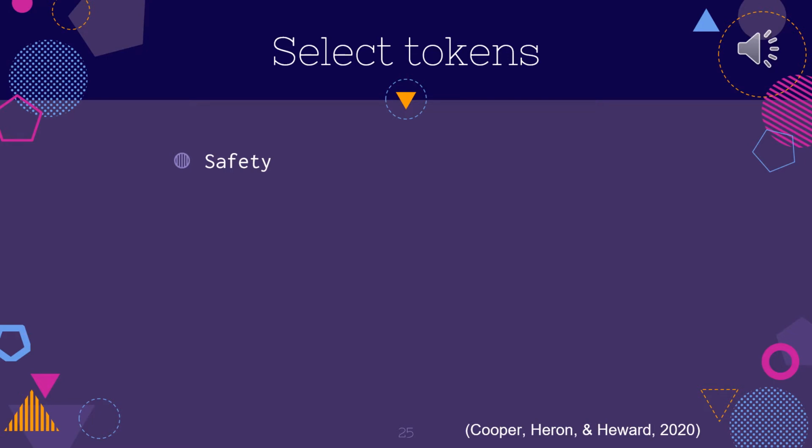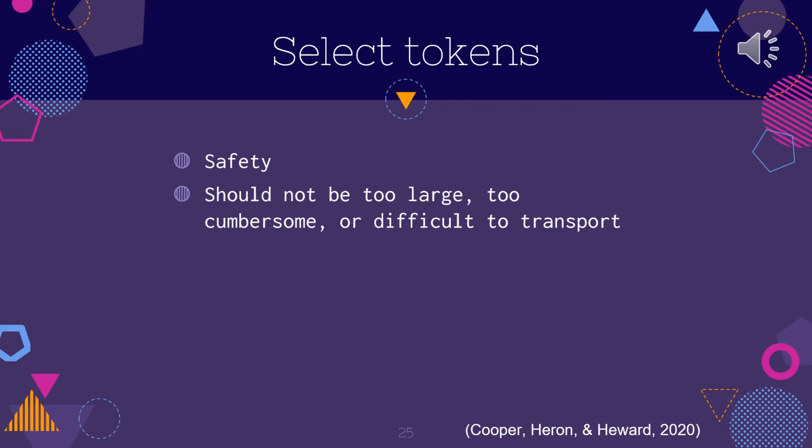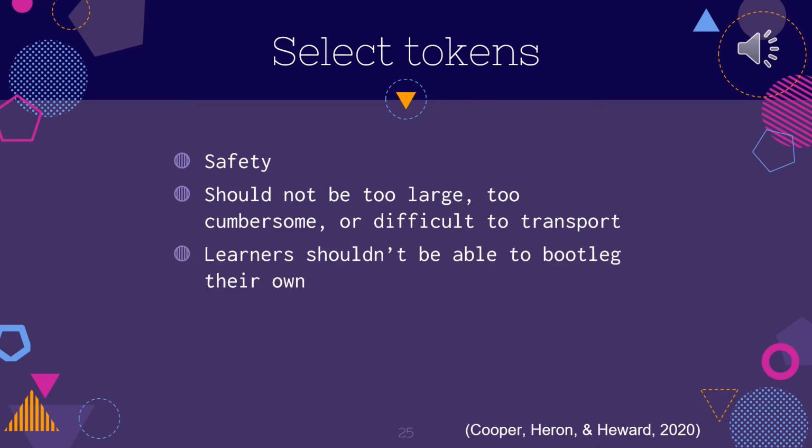Tokens should also not be too large, too cumbersome, or too difficult to transport. These should be easy to administer and not add more difficulty to the lives of those who are implementing it. Tokens should be unique enough or properly managed so that the learners are not able to bootleg their own. For example, if check marks are used as tokens, clients should not have access to the card that is used to mark the tokens, or a special pen should be used for those check marks.